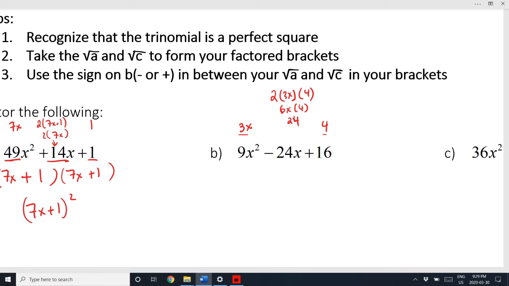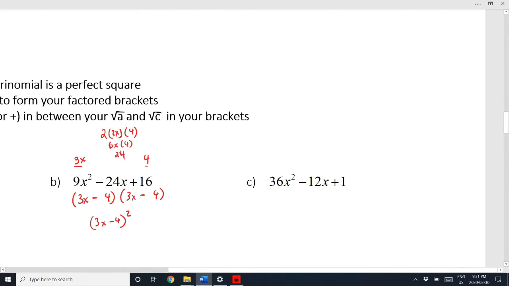So again, we're going to use our shortcut method. We're going to write our first bracket here, and then we're going to write our 4 over here. We're going to do the same thing like this. And then the last rule is we're going to use the sign of b. So on b, we have a negative value here, negative 24, so we're going to use that over here. And then we're almost done, so we can just write that in its more compacted way, 3x minus 4 squared. Okay, so it's a little bit faster than doing decomposition, but you do have to memorize those rules and go through the rest there. Okay, so let's try C here.